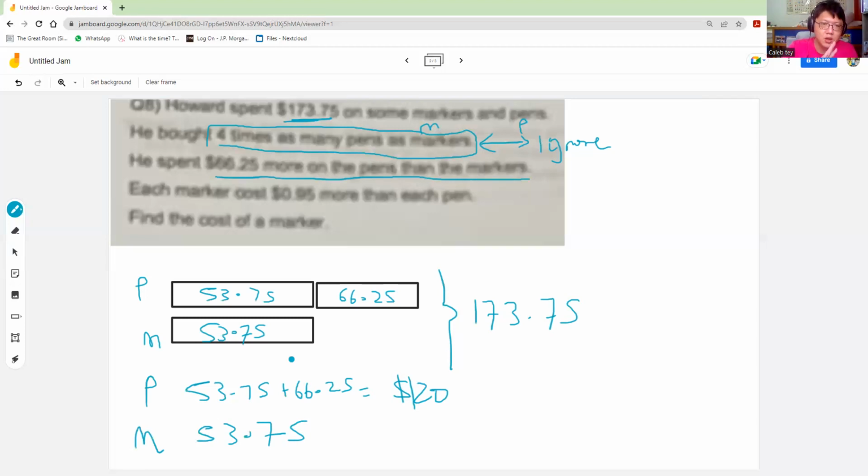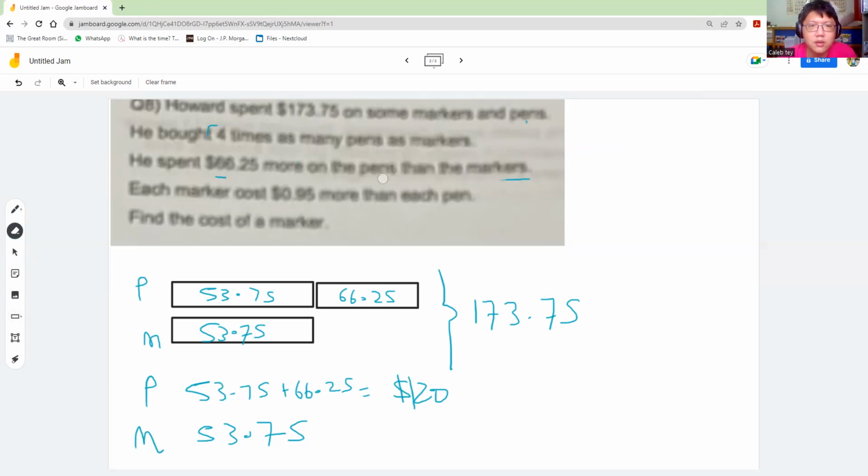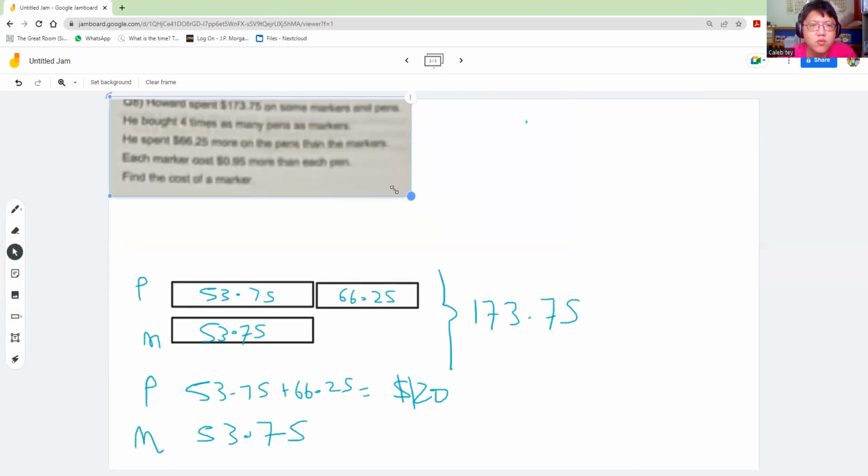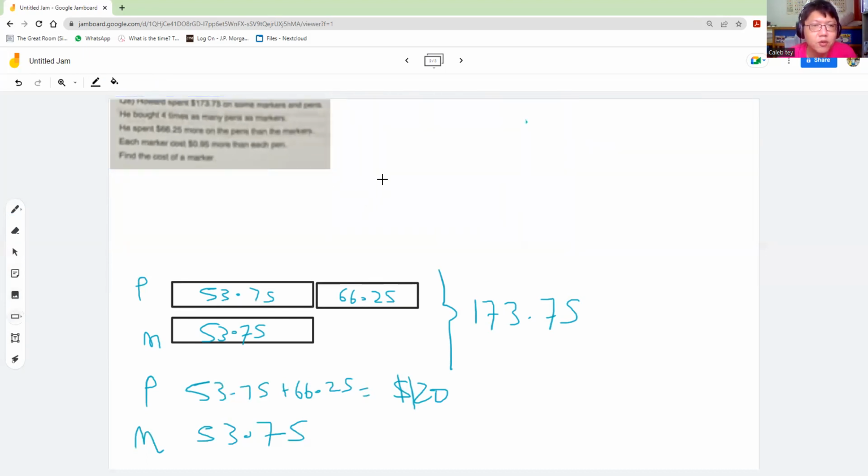Now it's time we look at the second line. So what does the second line say? He bought 4 times as many pens as markers. So what I would do is remove the question because we need the space, and I don't want to remove the bottom. Make it smaller. 4 times as many pens as markers, so pen is 4 times. We don't know how much one box is, but we know pens got 4 boxes and markers got 1 box.